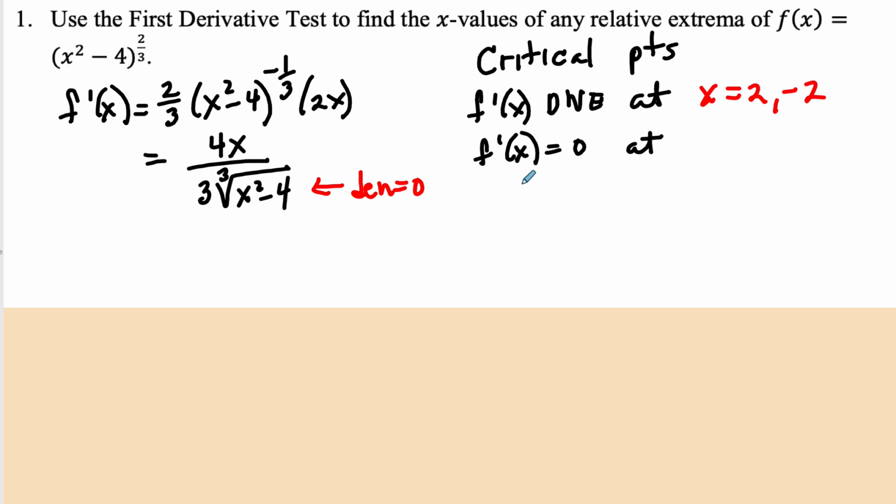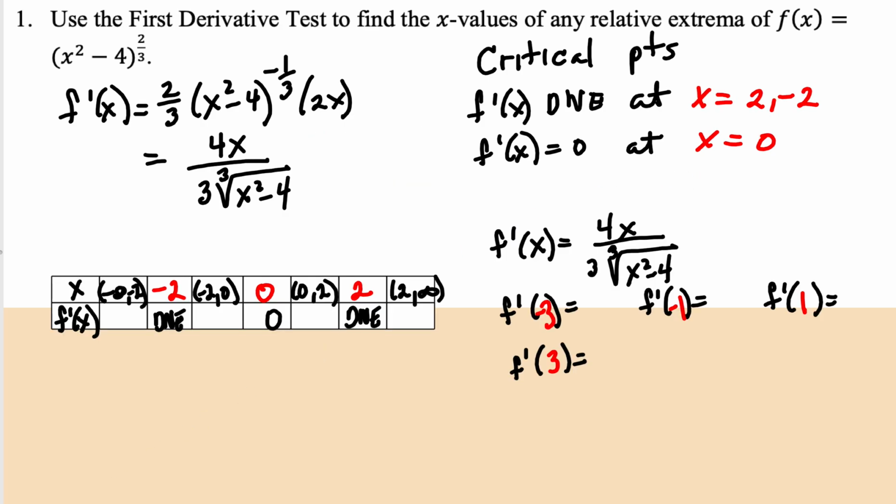Then another critical point is when f prime of x is equal to 0. And that happens when the numerator is equal to 0. And that's going to happen at x equal to 0. So these are the places that we want to look for what's happening. Right here we can now set up a chart. We've used the 3 points, negative 2, 0, and 2. And we're going to look at what happens before, in the middle, and afterwards.